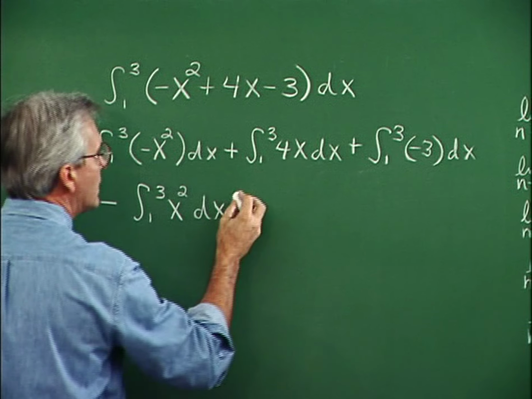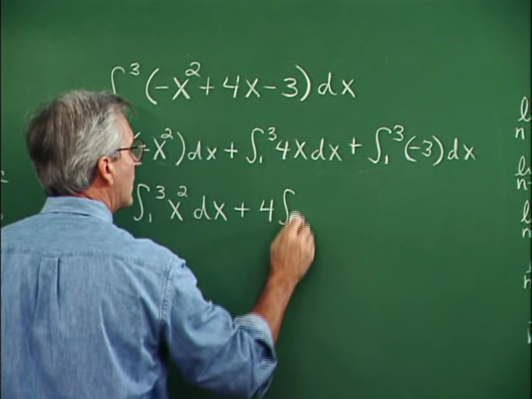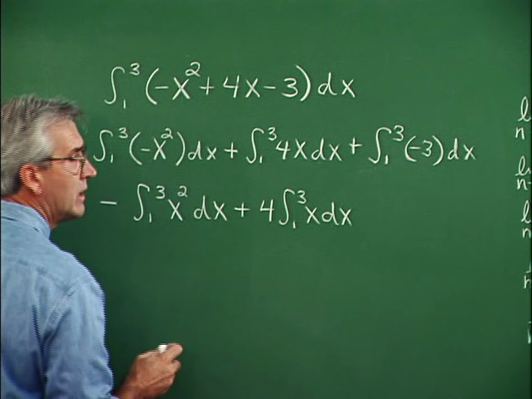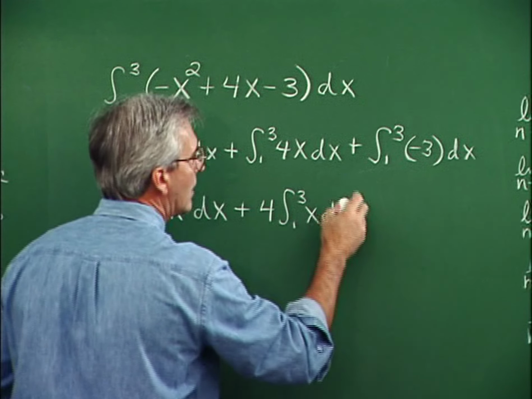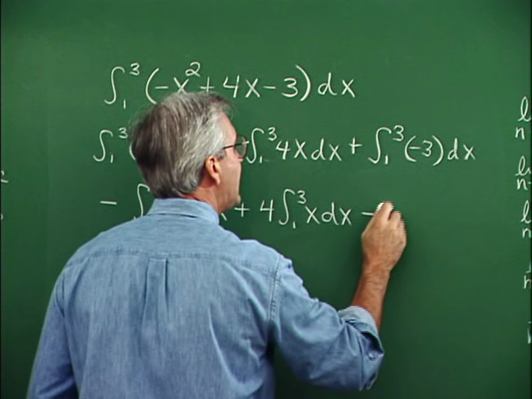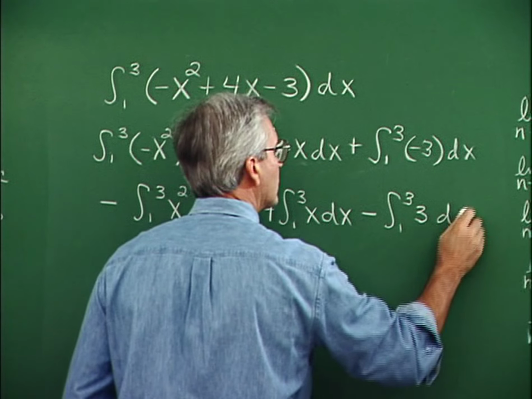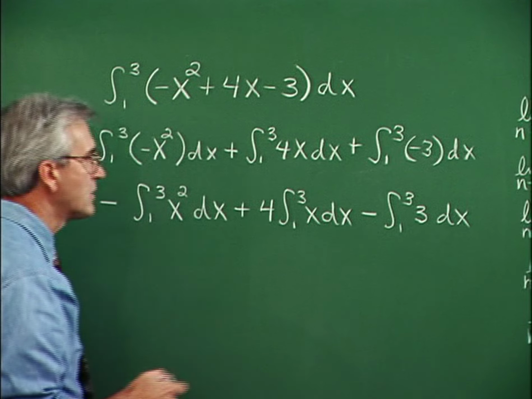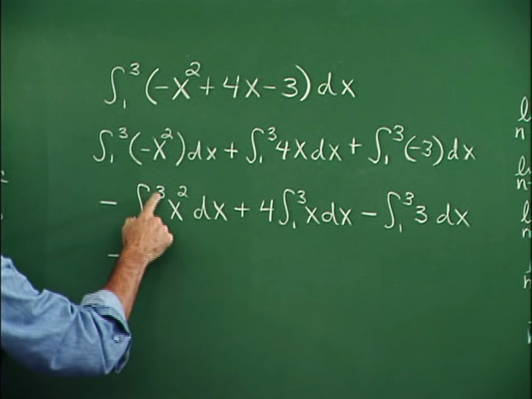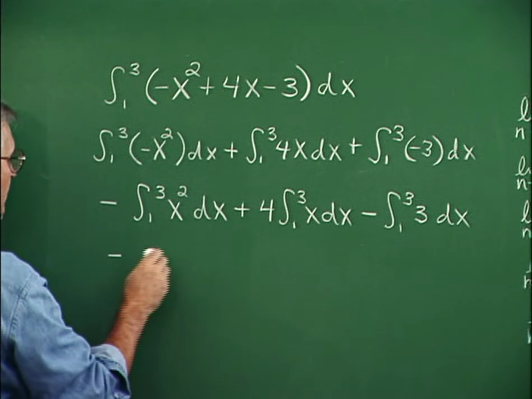And then for this one, it's the same idea. I can write this as 4 times the integral of x dx, and we just found x over here, so that'll be easy. And on this one, it's the idea that we had here before, that this is negative the integral from 1 to 3 of 3 dx. Now let's make some substitutions. Let's see, we have negative the integral from 1 to 3 of x squared dx, we figured that over here to be 8 2/3.